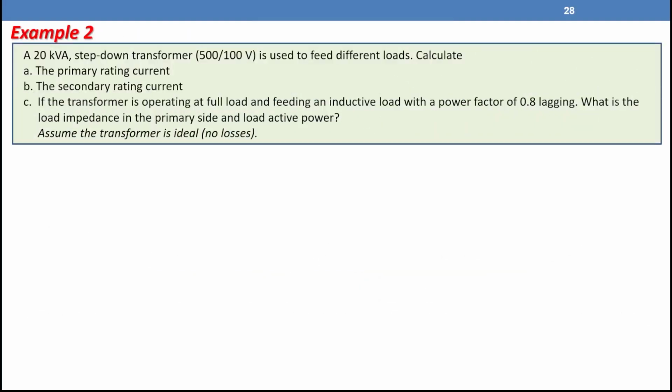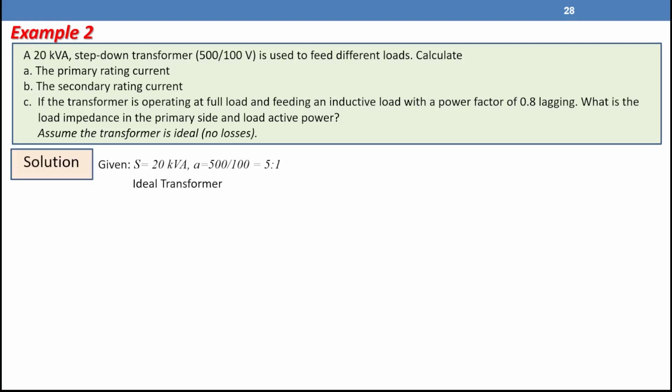Example: A 20 kilovolt ampere step down transformer, 500 volts on the primary side, 100 volts on the secondary side, is used to feed different loads. We need to calculate the primary rated current and the secondary rated current. And if the transformer is operating at full load and feeding an inductive load with a power factor of 0.8 lagging, what is the load impedance on the primary side and the load active power? We're going to assume that our transformer is ideal.